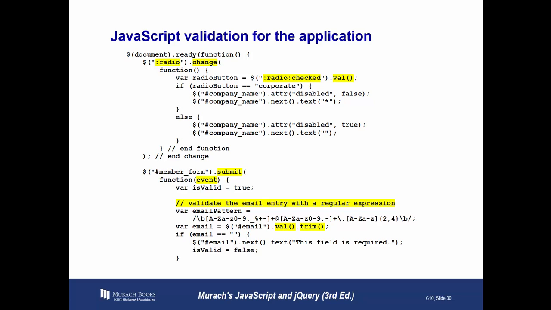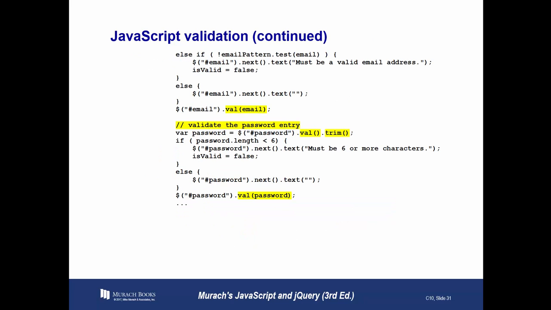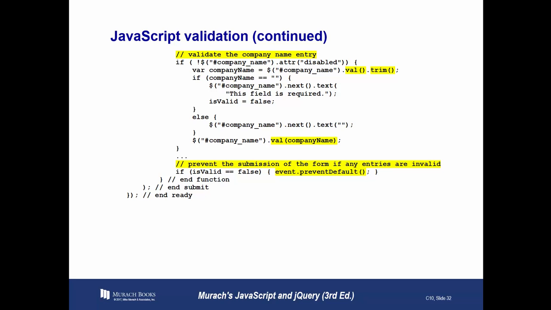Within the change event handler, the val method is used to get the value of the checked radio button, and that value is assigned to a variable named radio button. To get the checked radio button, both the :radio and :checked selectors are used. The event handler for the submit button of the form contains the validation routines for all of the text boxes on the form. Now, not all of it is shown here, but the idea, as the author says, is you should be able to get an idea of what's going on taking a look at this.